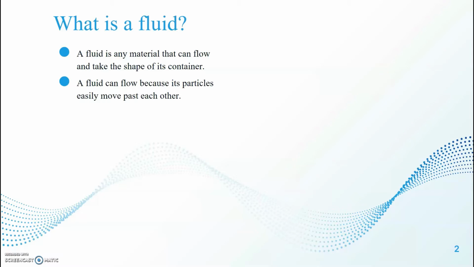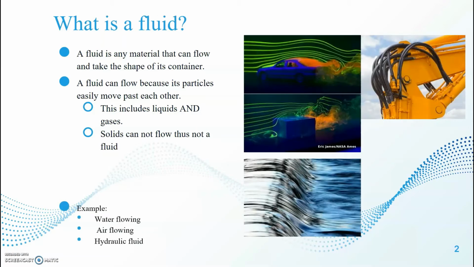But here's the interesting thing. A fluid can flow because the particles easily move past each other. Fluids include liquids and gases. This is the part that most people don't realize, that gases are considered a fluid. Most people think only liquids are. Solids cannot flow, thus are not a fluid. So when we talk about fluids, we're talking about liquids and gases.